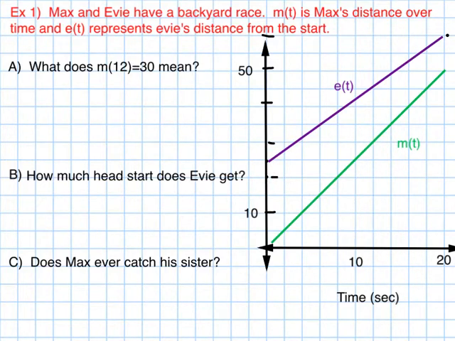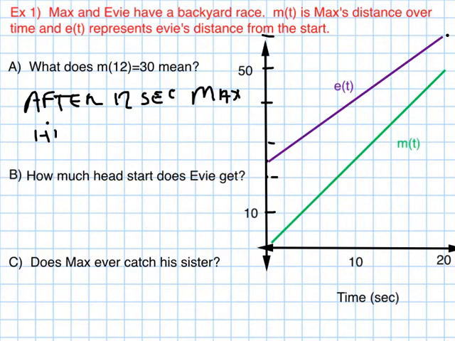So what does this whole thing mean? It means that after 12 seconds, Max has gone 30 meters. Okay, that's what that stands for. After 12 seconds, Max has gone 30 meters. So if you have an input of 12 seconds, the output will be 30 meters.